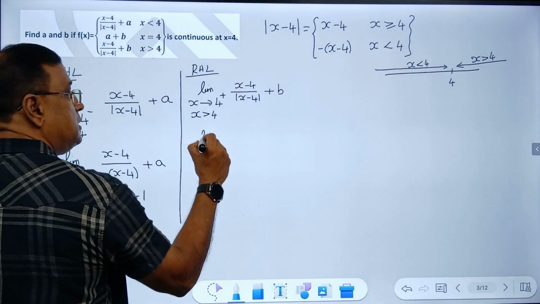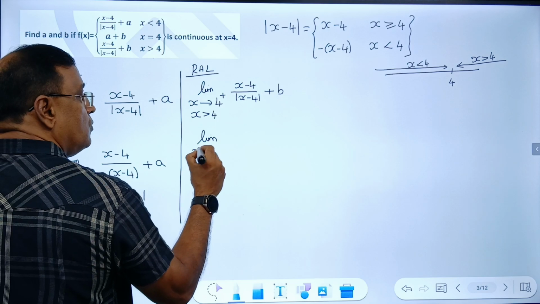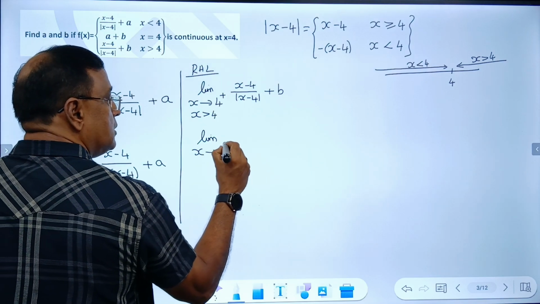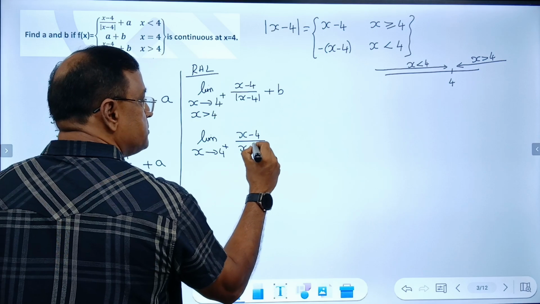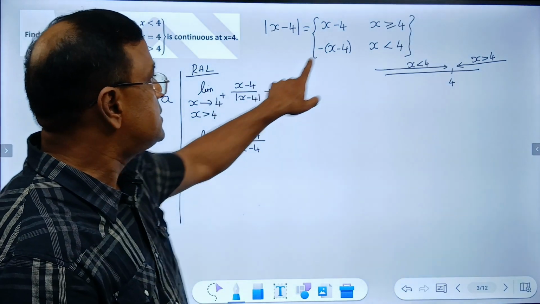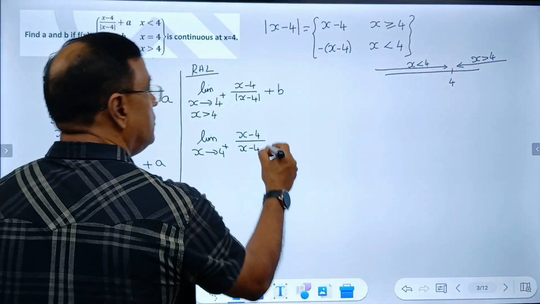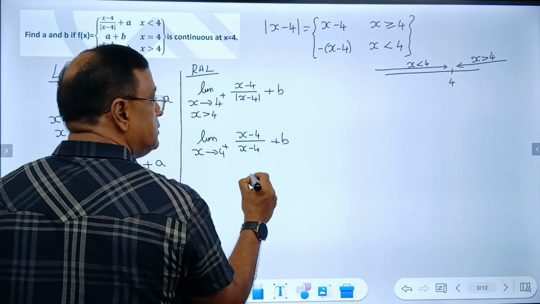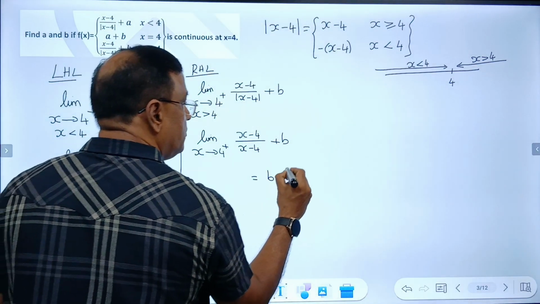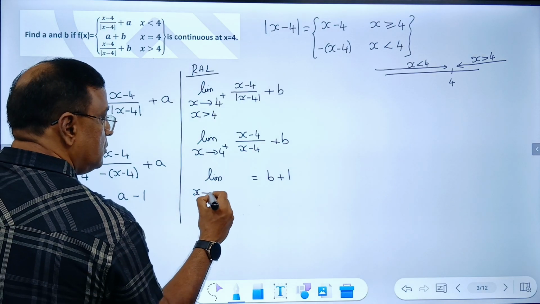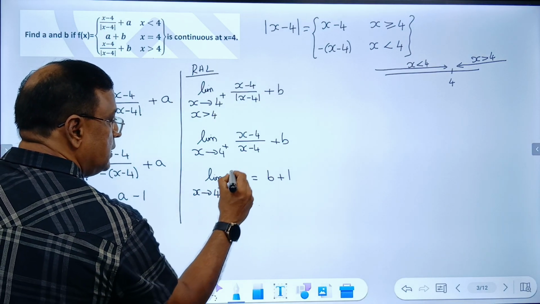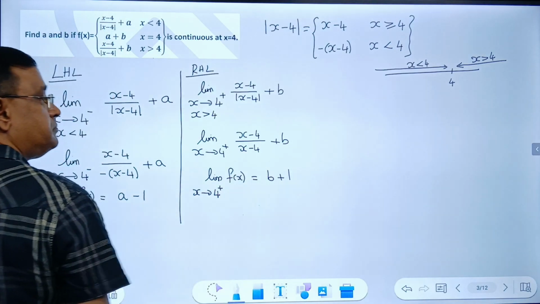So now this is limit x approaches to 4 plus. Now by the definition of modulus, this will be exactly x minus 4. When x is greater than 4, it is x minus 4. So they get cancelled. I get b plus 1. So what is my right hand limit? Limit x approaches to 4 plus f of x is b plus 1.